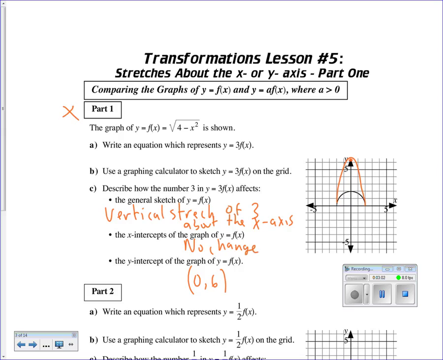And just getting used to the format, I can read the vertical stretch off of a factor of 3 because it was written on the right-hand side. If I were to have written the equation in the other format, 1 over 3 y is equal to f of x, then I have to take the reciprocal to get that vertical stretch idea.